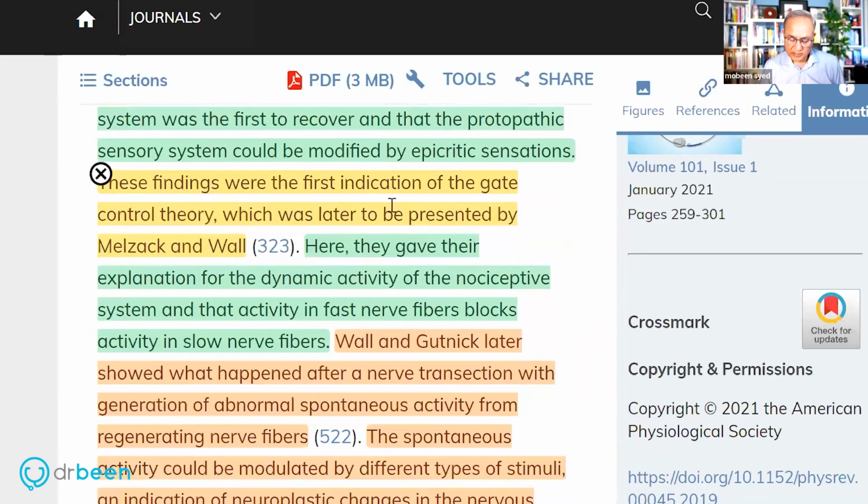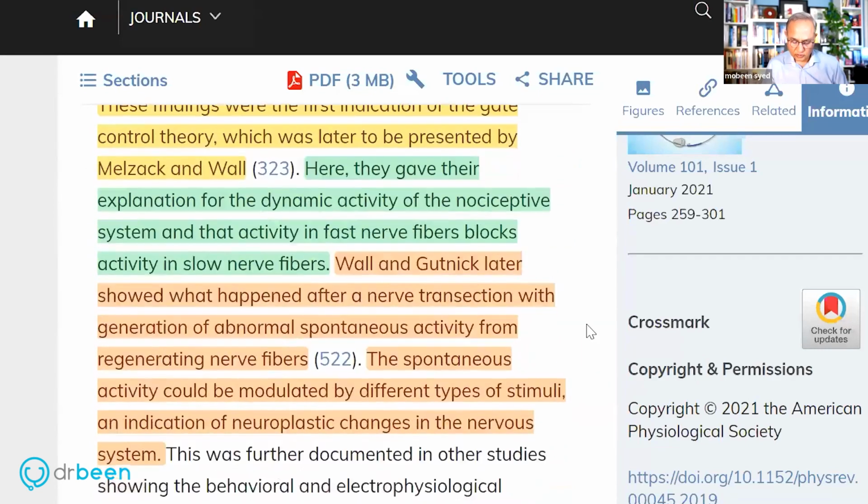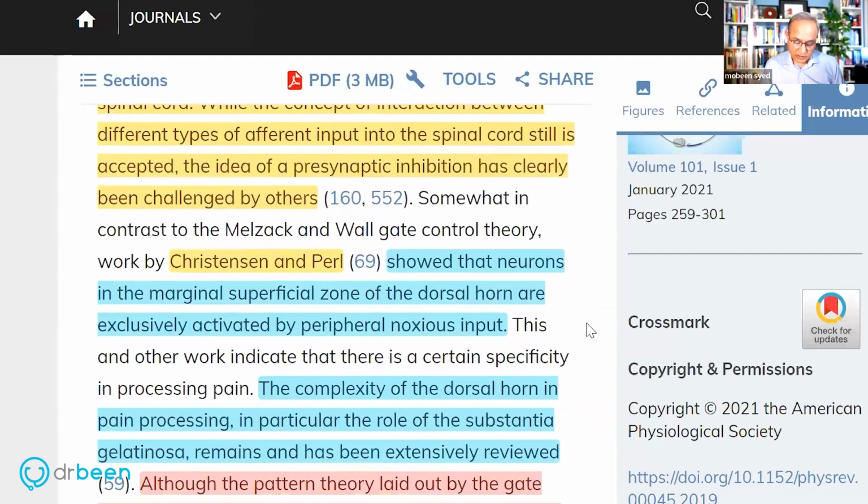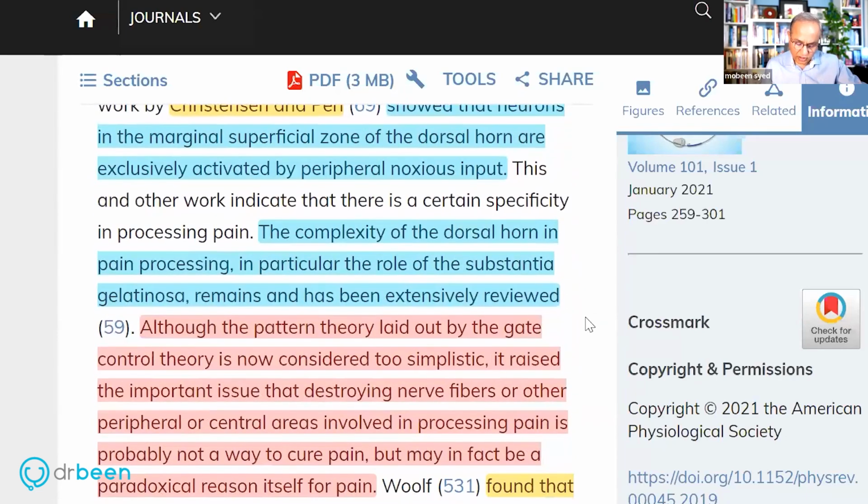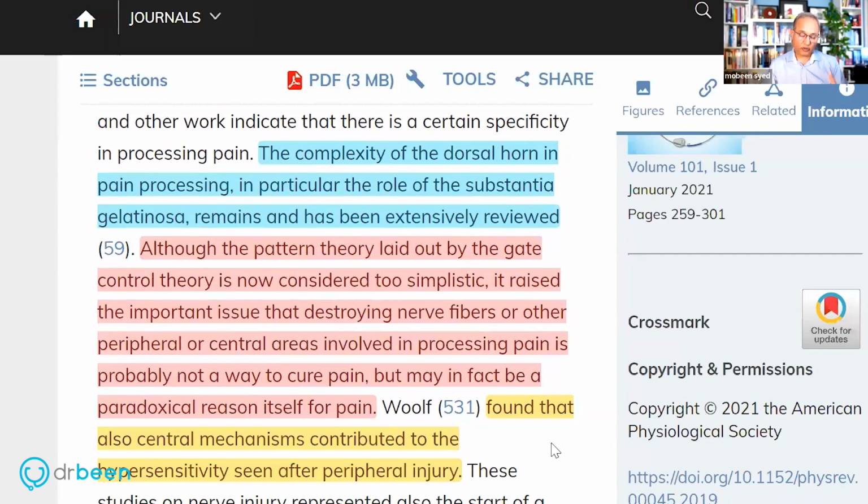These findings were the first indication of the gate control theory, which was later presented by Melzack and Wall. And so then they talked about synapses. Then they talk about the dorsal horn. I discussed that last time. So this is a very important part to consider, especially for those who have neurogenic pain or neuropathies. Although the pattern theory laid out by the gate control theory is now considered too simplistic, it raised the important issue that destroying nerve fibers or other peripheral or central nerve areas involved in processing pain is probably not a way to cure pain, but may in fact be a paradoxical reason for pain itself.